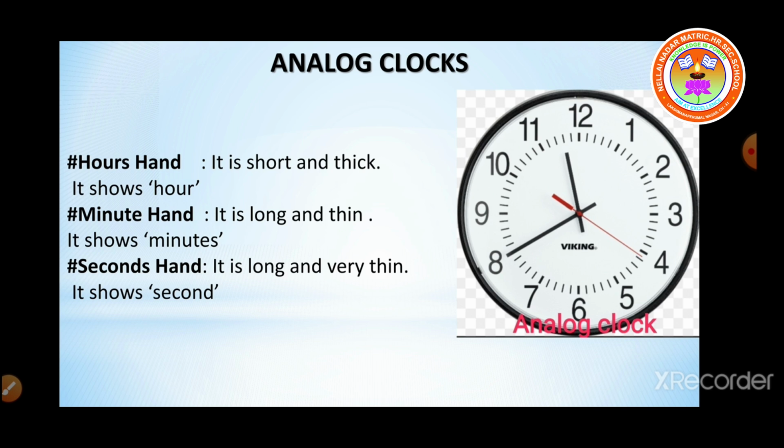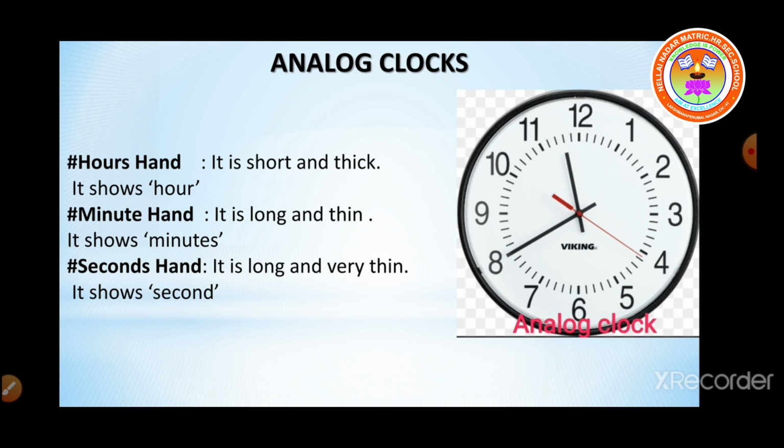Here also in the figure it's given in black color. It is very long and also thin. In this figure, the minute hand shows the value 40, so 40 minutes. It's showing like that. So the minute hand is long and thin. It shows minutes. And third one is the seconds hand.